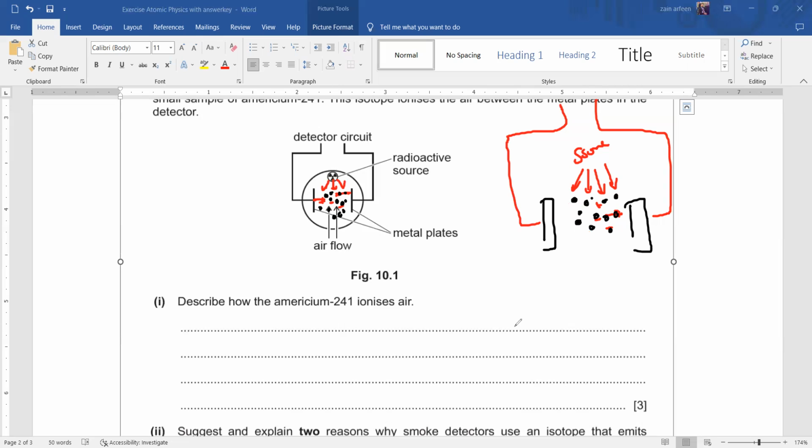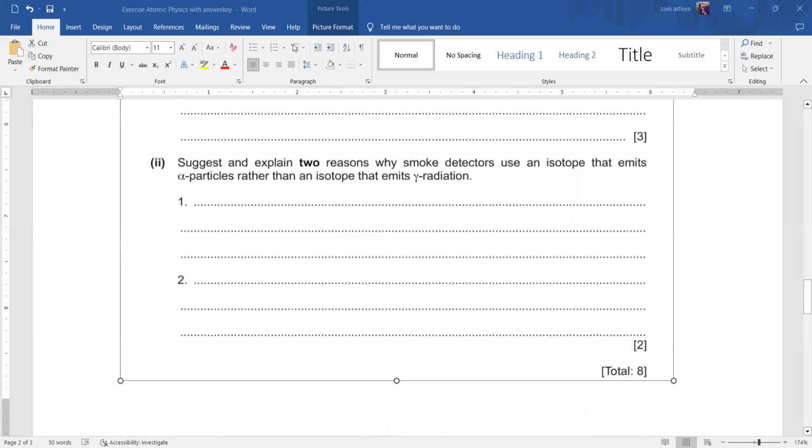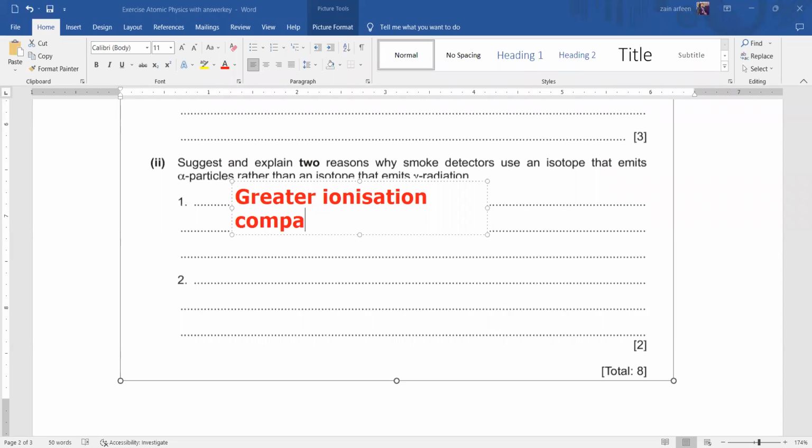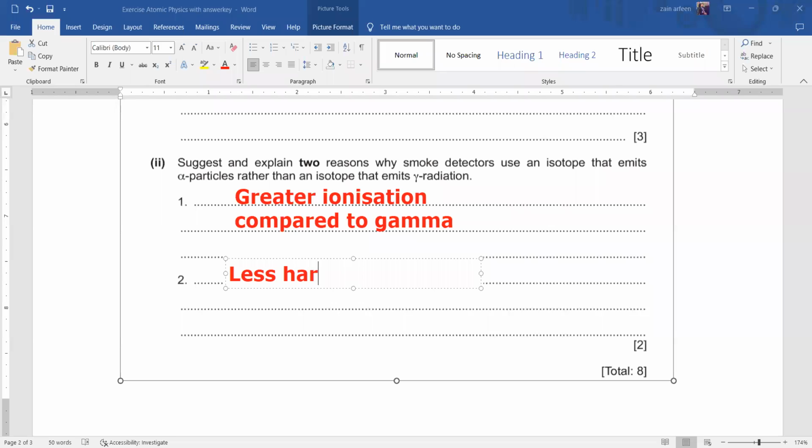Alpha particles cannot ionize the air past the smoke particles because alpha particles have the least penetration power. They cannot pass through the smoke. Even in air, they only pass through 4 to 5 centimeters. So the two reasons why we use alpha: first, it has a greater ionization compared to gamma. And the second reason, it is less harmful compared to gamma.